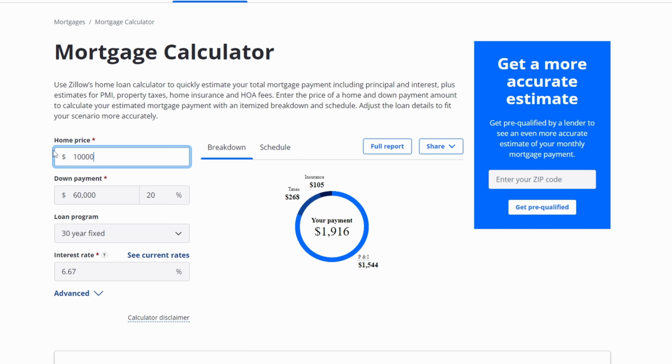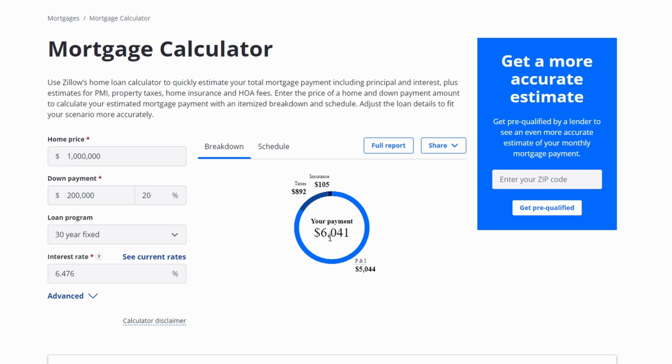Let's just change this number over to a million. Okay, see how that changes everything right here. So that has your payment. The PMI is the thing that impacted it very largely, because obviously with a more pricey house, that is going to increase the payment significantly.